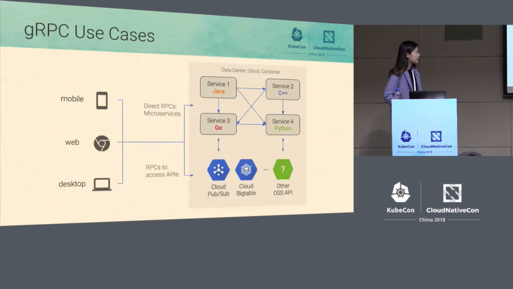This is a picture that illustrates our typical use cases. End users on mobile, web, or desktop can use gRPC to communicate with microservices or access cloud APIs. Between microservices, they can also communicate with gRPC. Similarly, the microservice can still use gRPC to access those cloud APIs. So in summary, gRPC is a great tool to help users communicate transparently in a heterogeneous environment today.